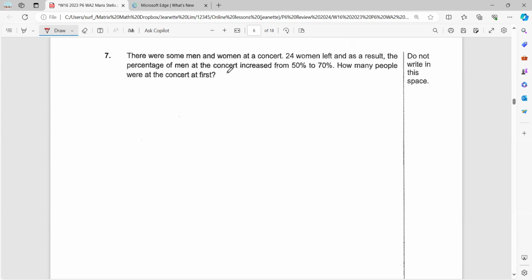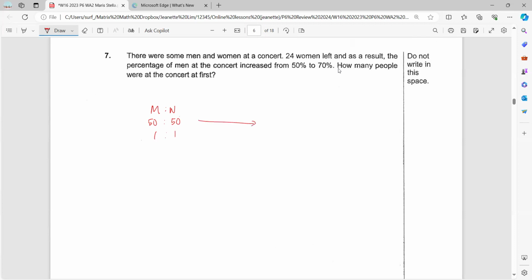We know that the men increased from 50% to 70%, which means that the men at first is actually 50% of the total. This also means that the women is actually the other half, the other 50% of the total. So men to women at first, 50%, 50%. Okay, we simplify this, you get 1 to 1.